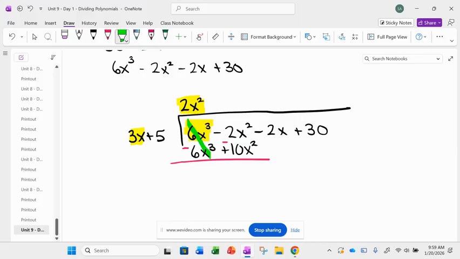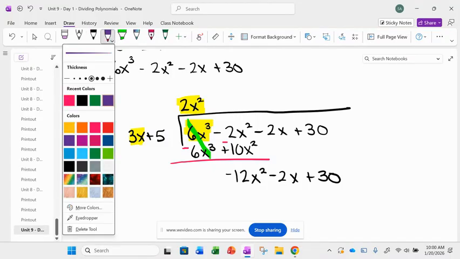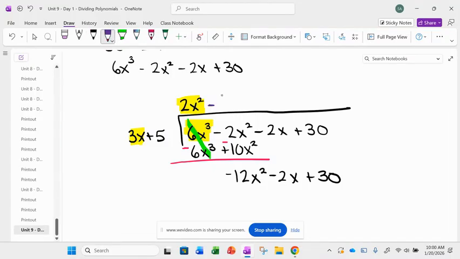The 6x cubes cancel. So now we're left with negative 2x squared minus 10x squared, which is a negative 12x squared. Bring down everything else. And now we ask ourselves, 3x times what will give me negative 12x squared? Well, it's going to be 3x times negative 4x. So now I take that negative 4x and I distribute it into the divisor.